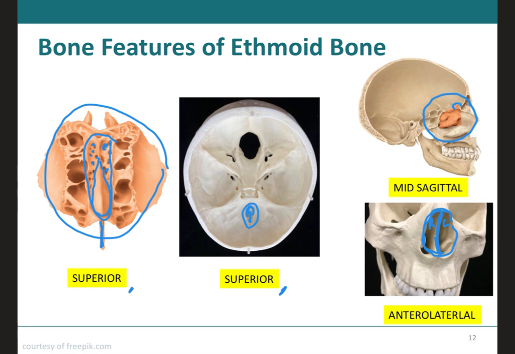On this sagittal view, mid-sagittal view, we can see the ethmoid bone here in orange. You can see the crista galli sticking up just a little bit on the top, and then this part would be the superior nasal conchae, and this would be the middle nasal conchae. And these are part of the ethmoid bone, like I said earlier.